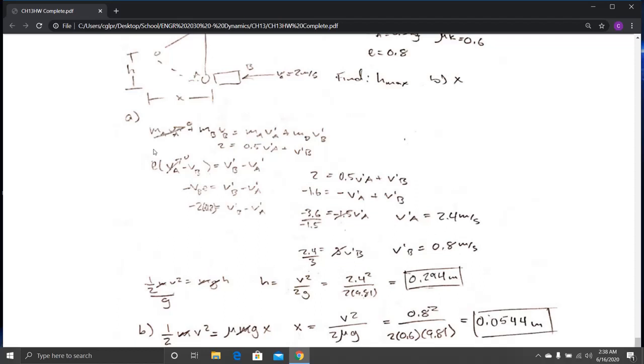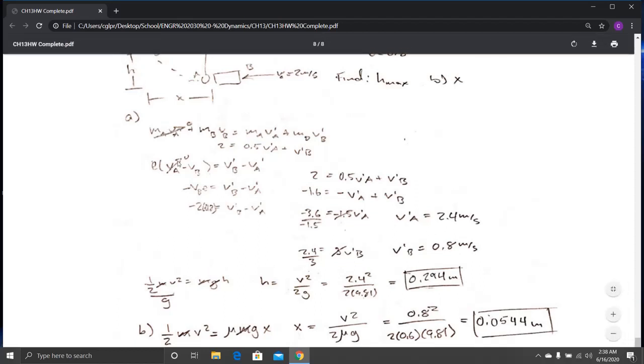Then working on determining h here. I know that the kinetic energy is going to be entirely transferred into potential energy when the ball comes to rest at its maximum point. The masses cancel out, divide by g to get h. And I plug in 2.4 for v, which I had just solved for, to find the maximum height.